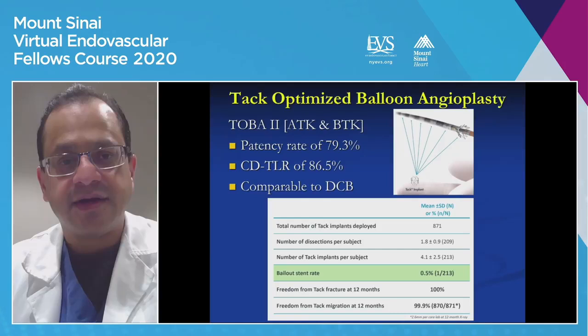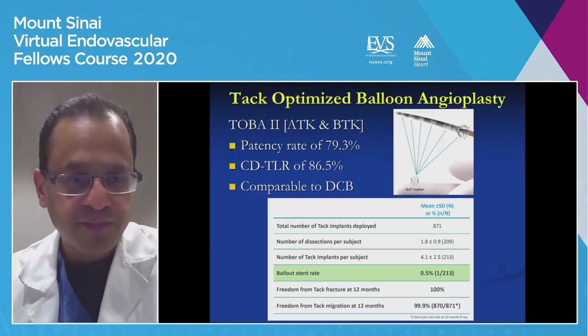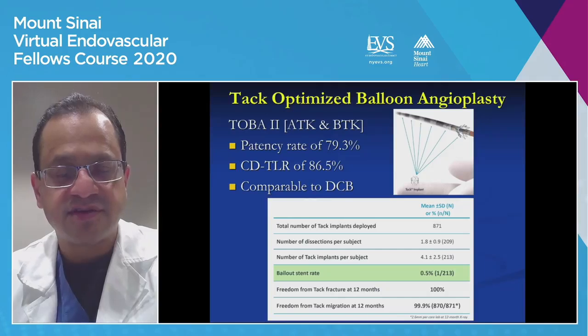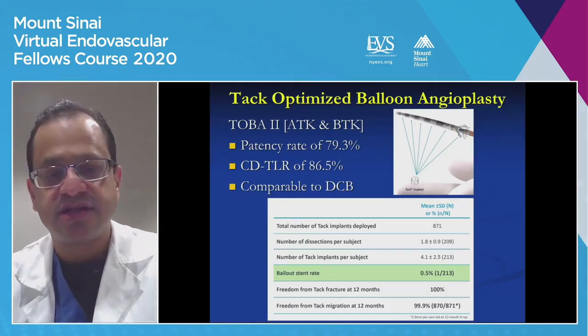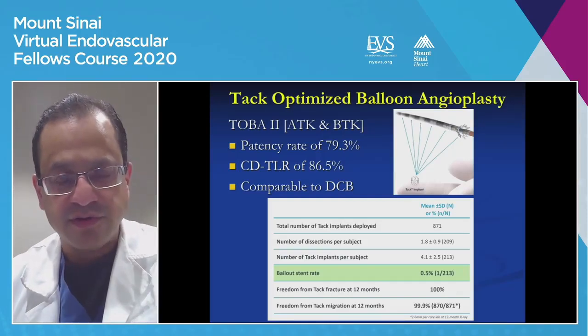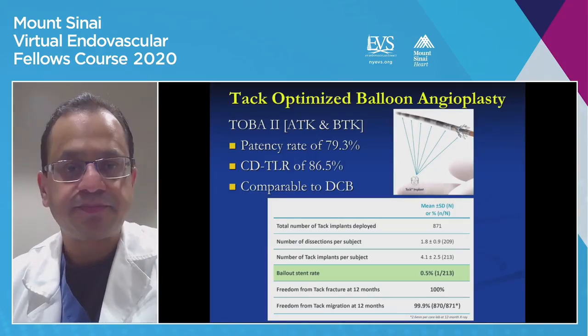And then you have the TACT optimized balloon angioplasty. These are almost like very, very short stents you put in. And as you can see with the TOBA 2, they have excellent patency rates above and below the knee. And again, it's not a head-to-head comparison, but the rates are as good as drug-coated balloons, with reduced TLR. But the key thing is the bailout stent rate was very, very low.